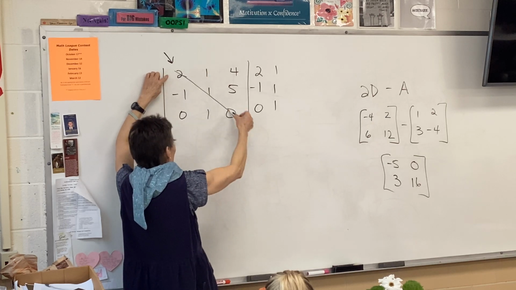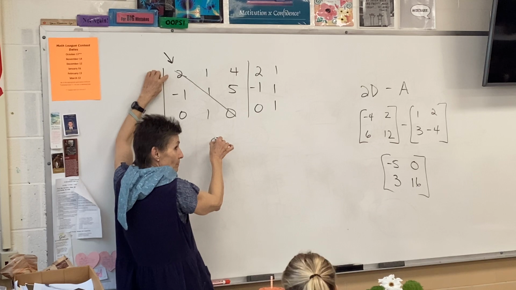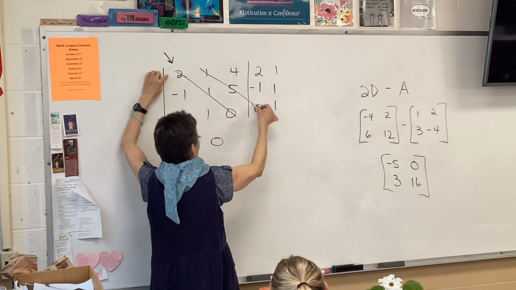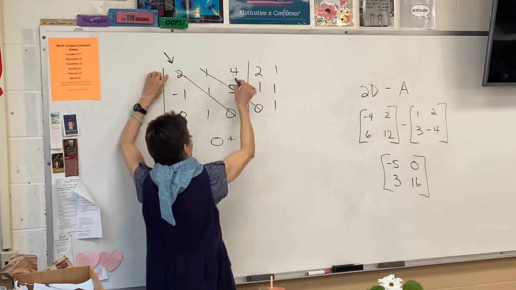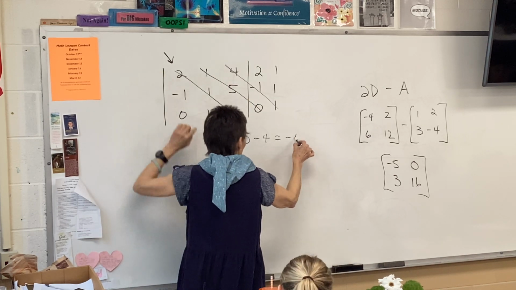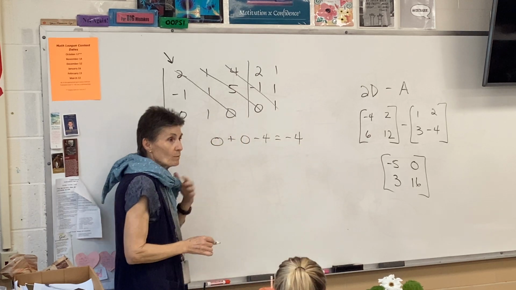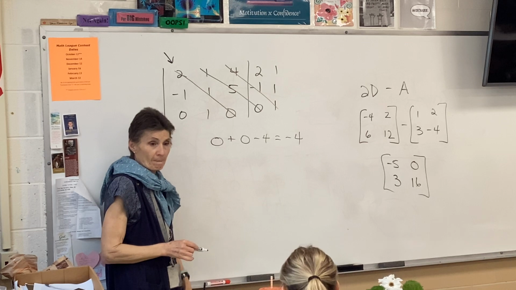And we multiply these together and get 0. And then we multiply these together and get another 0. And then we multiply these together and get a negative 4. So when we add up all those answers, negative 4.